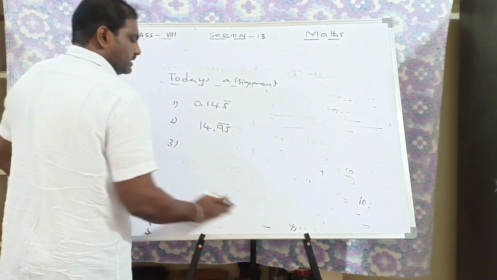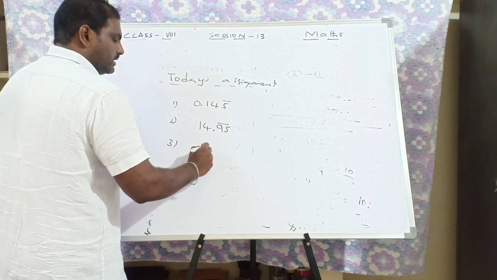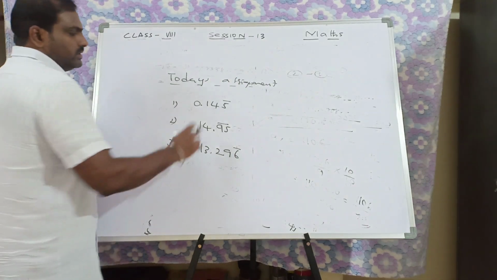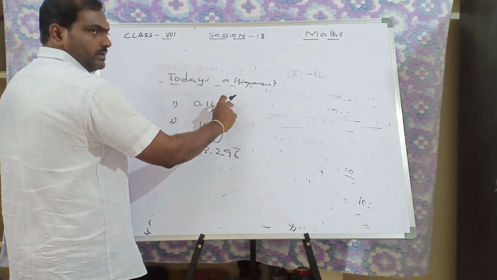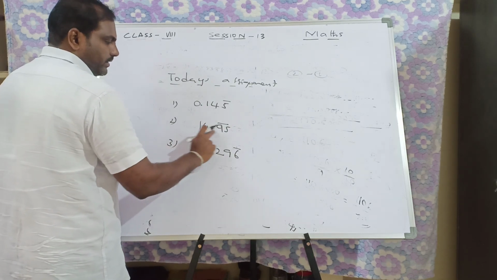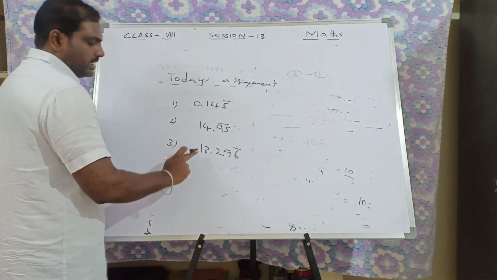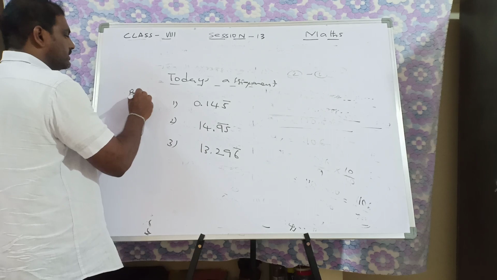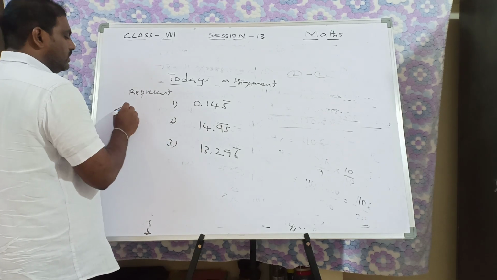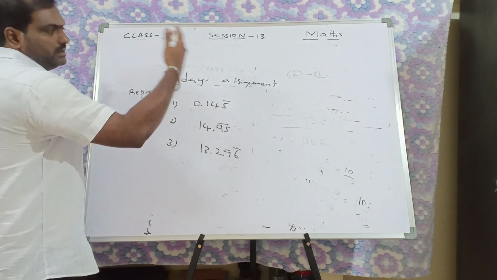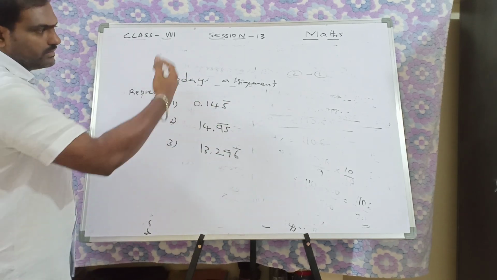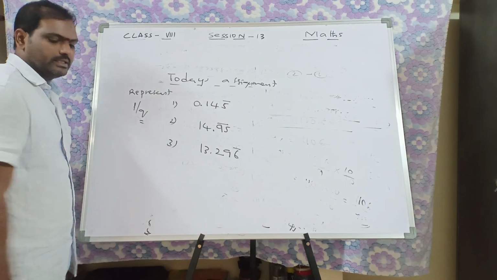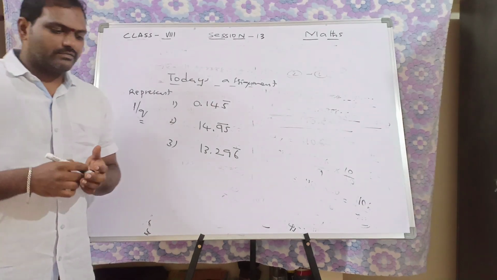I'll give a third decimal, 13.296 bar. So this is 0.145 bar, only 5 bar for 5. Next one is 14.95 bar, both, and 13.296 bar. Okay, so representing in P by Q form. These are the 3 questions. Now don't copy from others. Listen to the class. Where is the key steps and everything, you have to check it, so that it will be very easy to write. That's all for today's session.